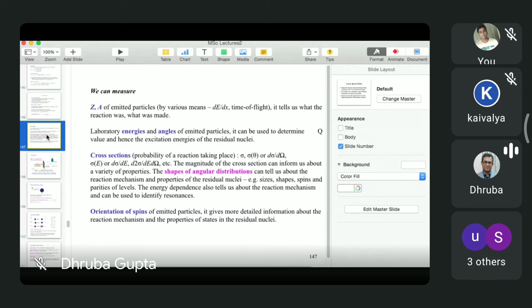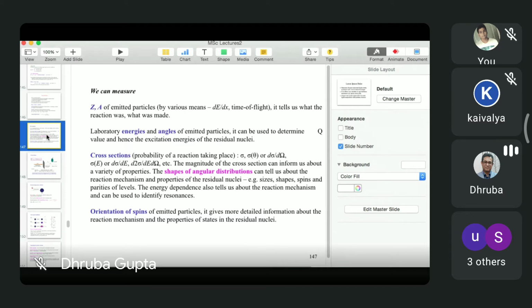Then we can also see from the spectra how much energy it has deposited. From there we can calculate the energy with which it was emitted during the nuclear reaction. So we can measure the energies and the angles, and we can measure the cross section.